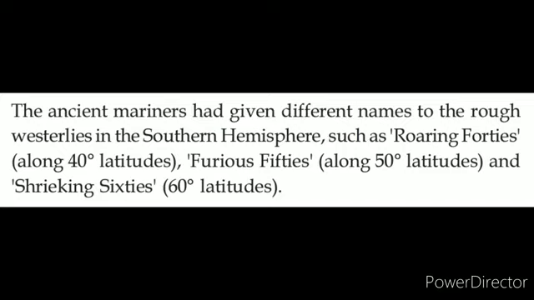because of the vast expanse of the oceans in the southern hemisphere. The ancient mariners had given different names to the rough westerlies in the southern hemisphere. They called them roaring forties when they reach 40-degree latitudes, furious fifties along 50-degree latitudes, and shrieking sixties along 60-degree latitudes.